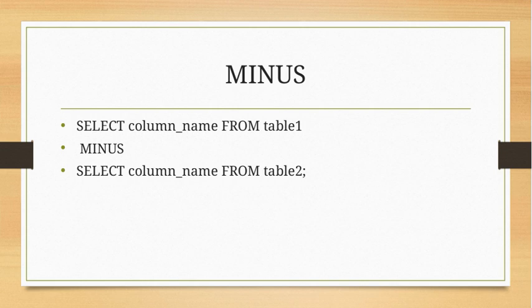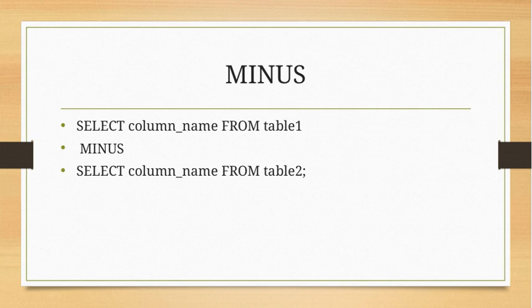After that, we have select column name from Table 2, which fetches data from our second table. So the overall result of this query is the difference between the two datasets. It shows us what's unique to Table 1 and not present in Table 2. This is particularly useful when we're trying to identify gaps or discrepancies between two datasets.